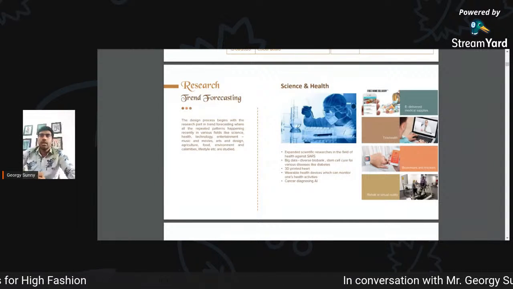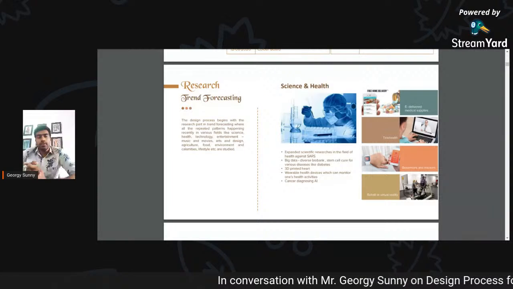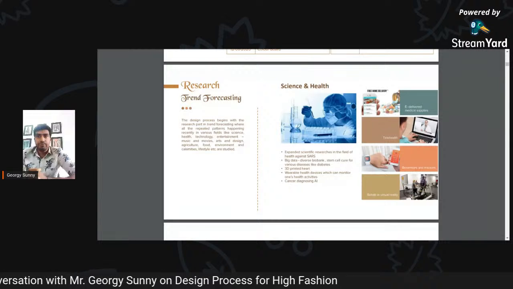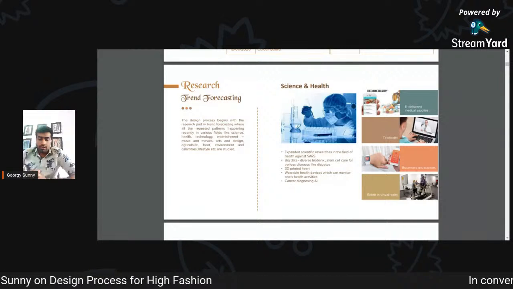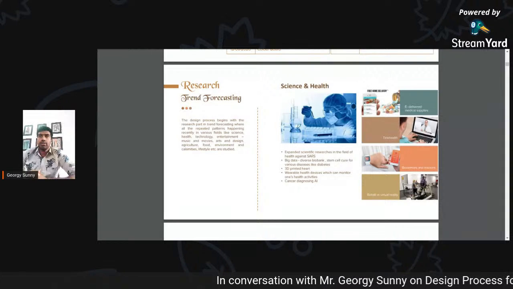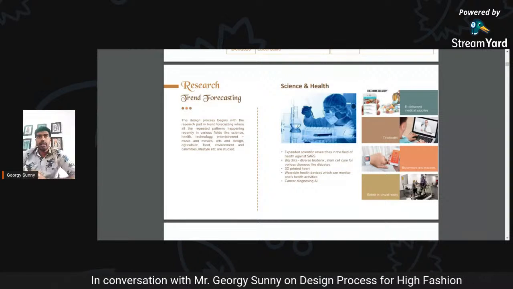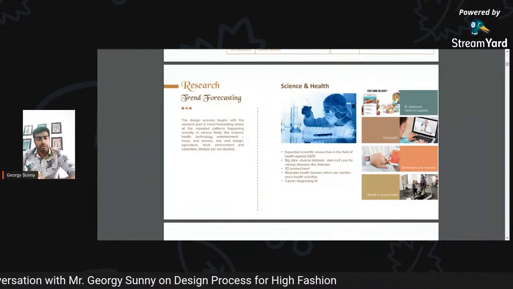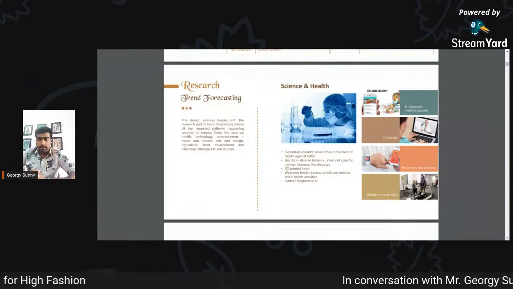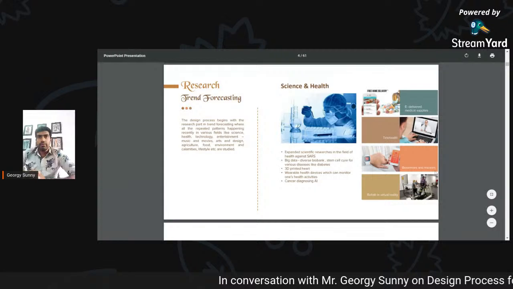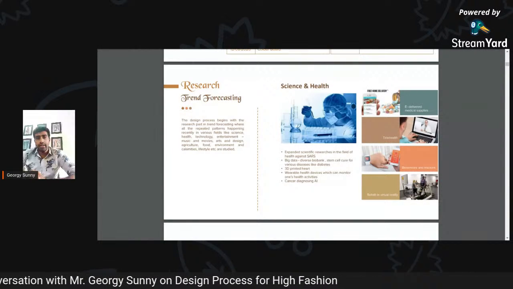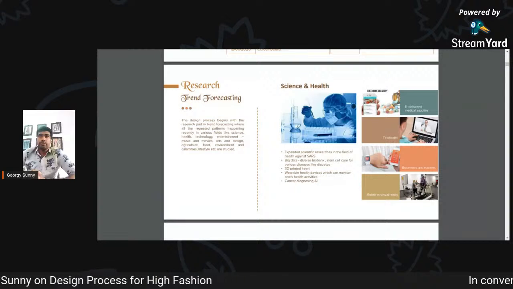Okay, so the first process involved in high fashion is that you need to come up with the trend forecasting. Trend forecasting is the driving force which helps you create the entire collection. Trend forecasting is a broad term. Ready to wear has a very different set of trend forecasting, and high fashion has a very different set. In high fashion, trend forecasting starts with identifying what is happening in different streams.